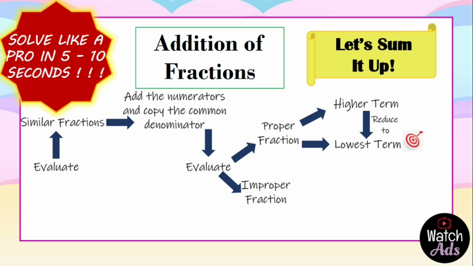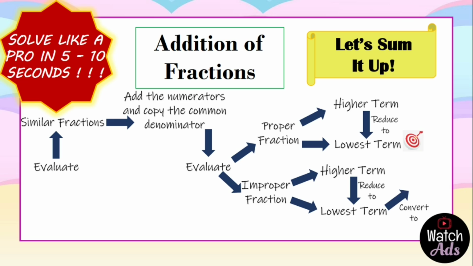If our final answer is an improper fraction, first, we check if it is in the higher term. If it is in the higher term, we reduce it into the lowest term. Then, we convert it to a mixed fraction. And the lowest term of the improper fraction and the mixed fraction is our final answer.